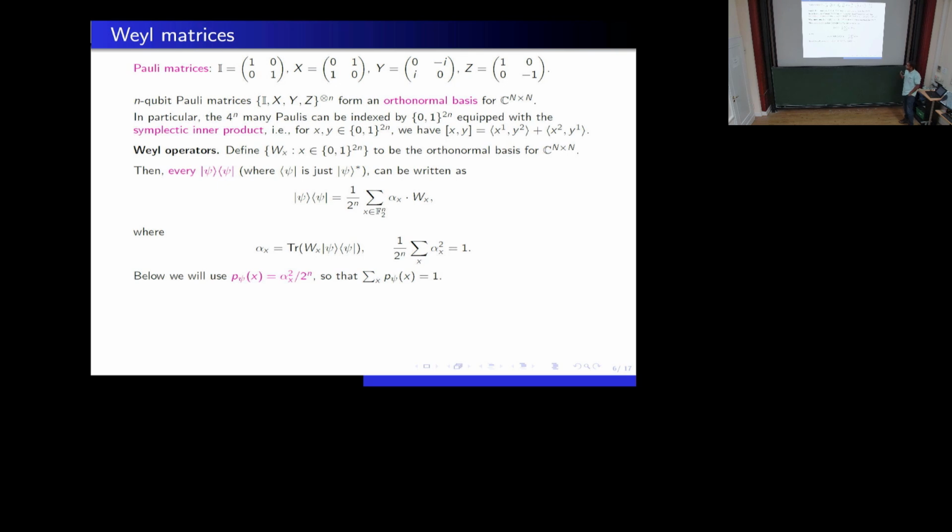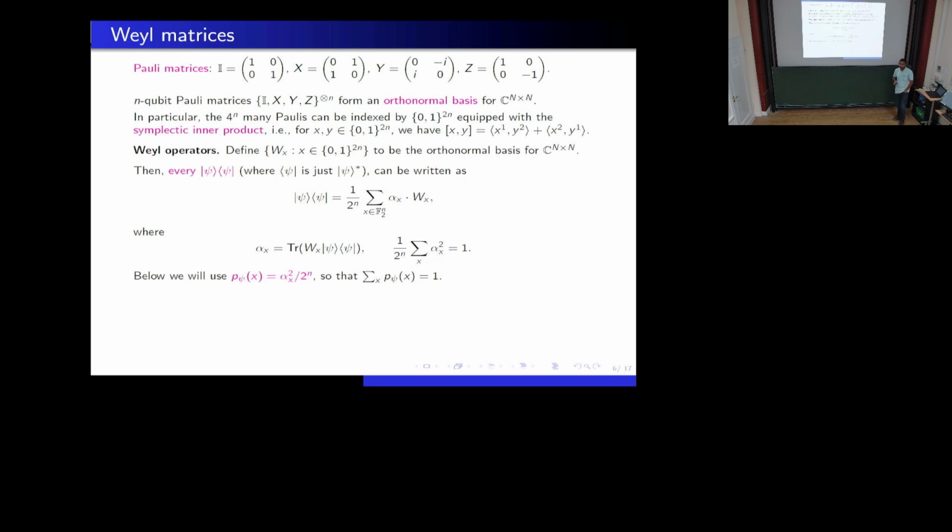For the rest of this talk, I'll be talking about an analogy for why this representation is going to be useful for us. And the reason is there's this distribution called a characteristic distribution. That's just alpha x squared divided by 2 to the n.